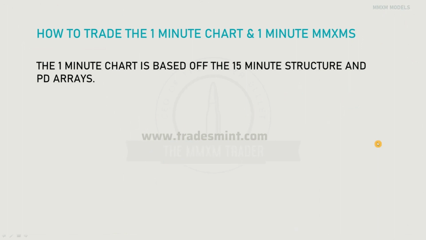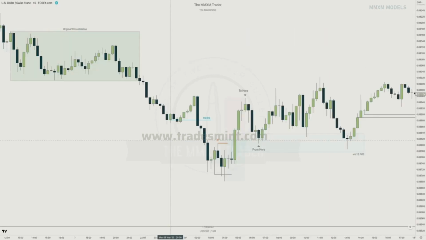model. So how to trade the 1-minute chart and 1-minute market maker models. The 1-minute chart is based off the 15-minute structure and PD arrays, right? So remember about time frame alignments from monthly to daily structure and so on and so on. And now we go from that 15-minute PD array into a 1-minute market maker model. Right, so we got USD Swiss franc again, right? Same chart. And now we can dive into even a lower time frame to scout where we can get in.